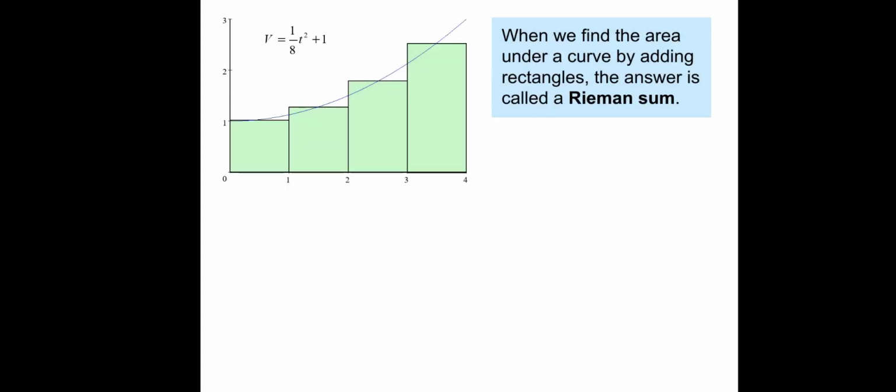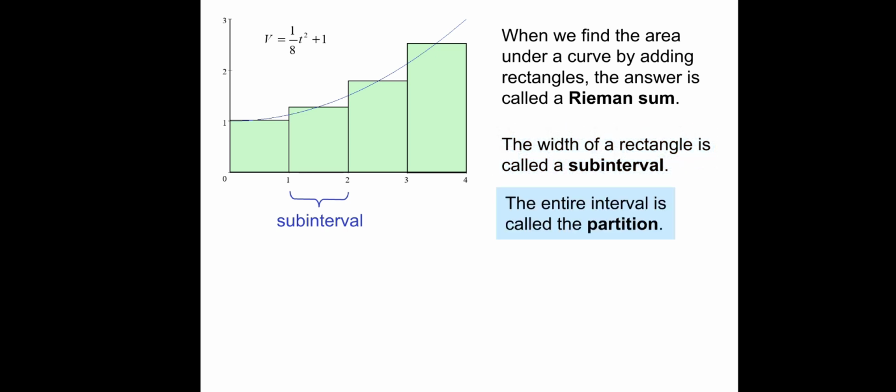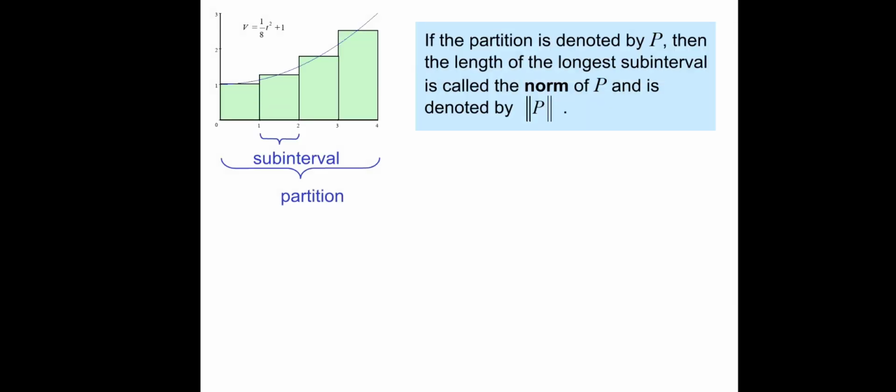When we find the area under the curve by adding rectangles, the answer is called a Riemann sum. The width of a rectangle is called a subinterval. The entire interval is called a partition. Subintervals do not all have to be the same size.